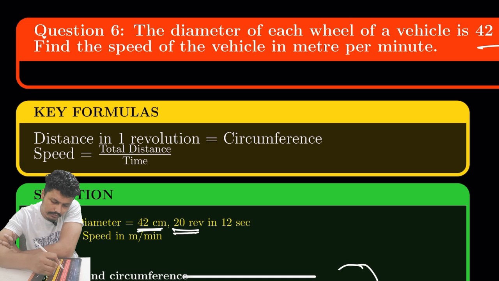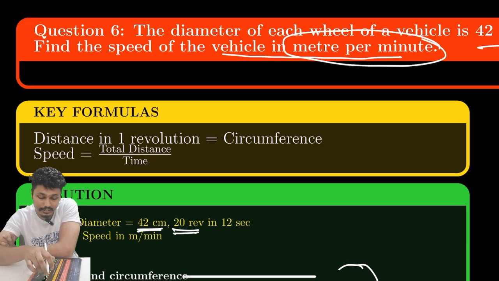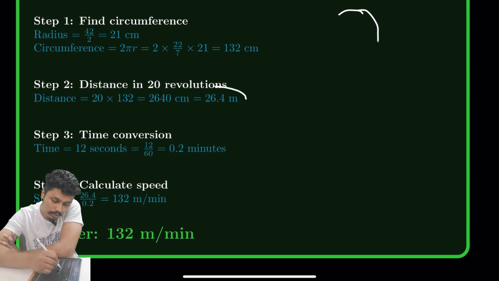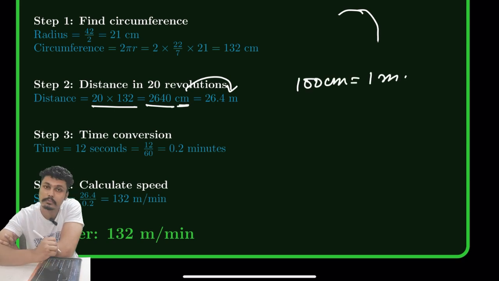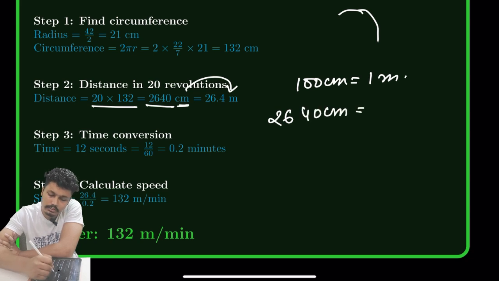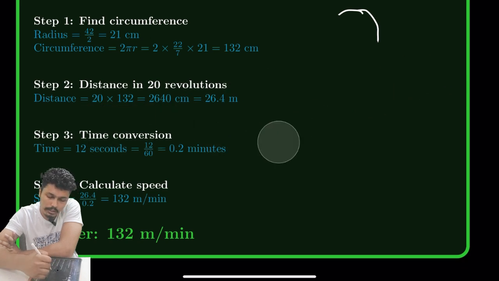The question is asking us to find the speed of the vehicle in meter per minute. Meter per minute. So I'm going to convert into meter. I got 2640 centimeter after multiplying these two. I'll convert this centimeter into meter. 100 centimeter equals 1 meter. So 2640 centimeter will be equal to how much? Divide by 100. How much will I get? 26.4 meter.